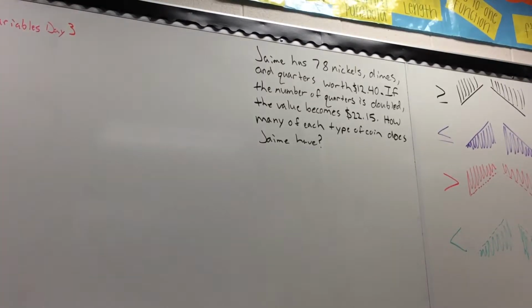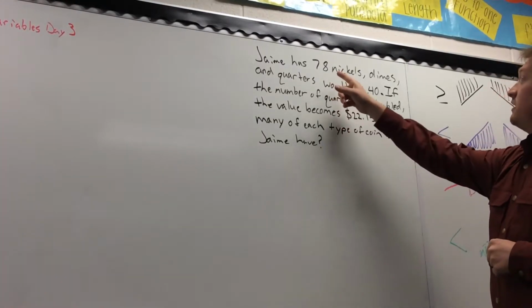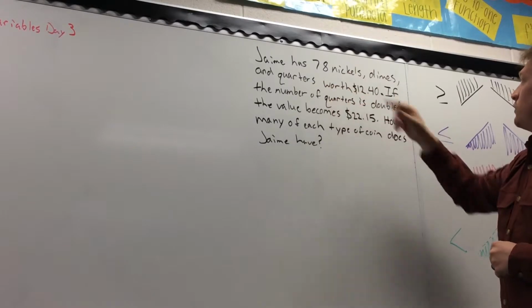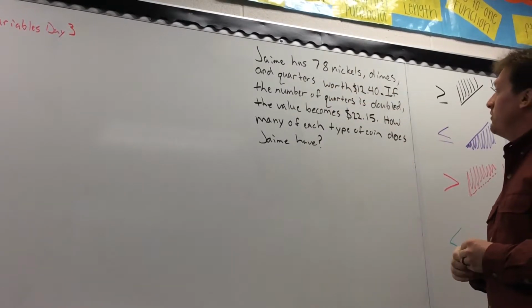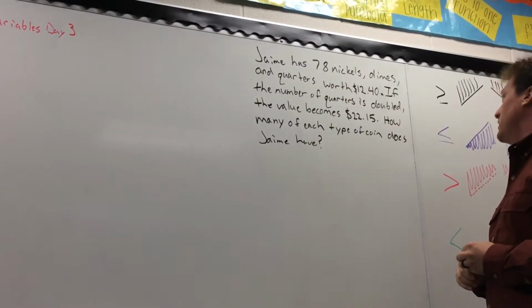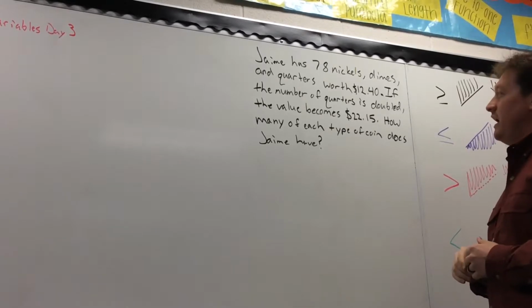Okay, so I have this word problem right here. Jamie has 78 nickels, dimes, and quarters worth $12.40. If the number of quarters is doubled, the value becomes $22.15. How many of each type of coin does Jamie have?